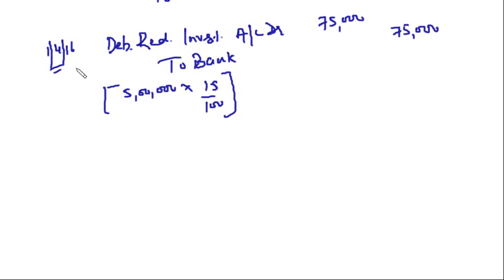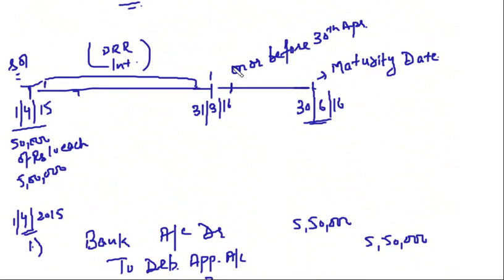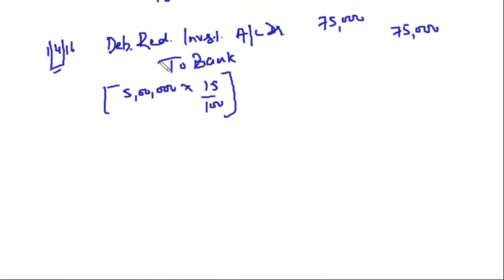So on 1st of April you have invested in the specified securities. Specified securities mean the securities which have been specified for the purpose of redemption by Companies Act 2013. So because you have redemption due on 30th of June 2016, you have to invest money on or before 30th of April. So you have invested on 1st of April, right?